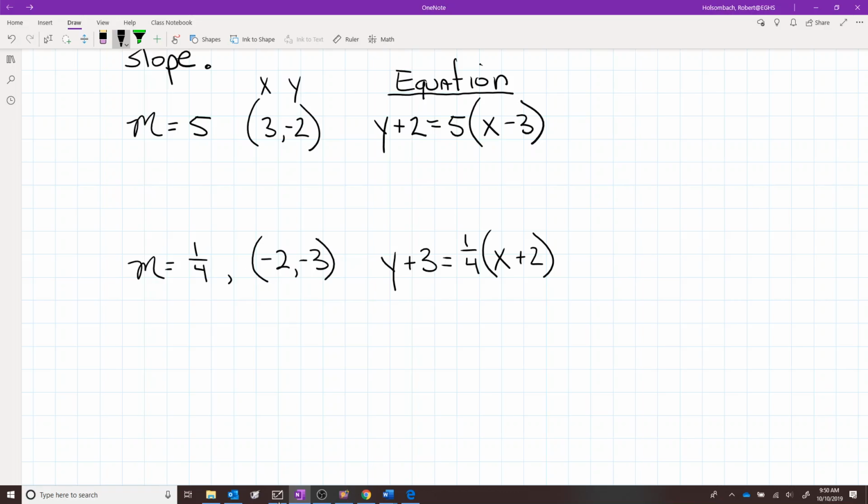Everybody okay with writing a line in point-slope form if you're given the slope and you're given the point? Alright, next thing I want to show you is how you can take a line from point-slope form to slope-intercept form. 2 steps. Super simple.